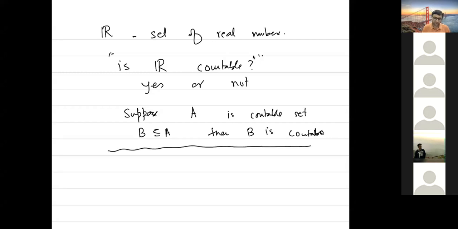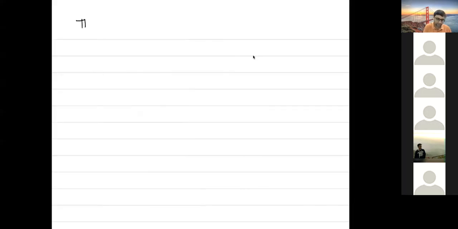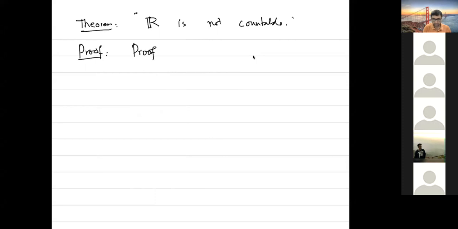So we have to prove whether R is countable or not, right? So let us say we have a theorem. It says that R is not countable. So we need to prove why R is not countable. So let's prove it. The proof is very simple. It's a proof by contradiction. Proof by contradiction means that we assume the contrary of what we need to prove.